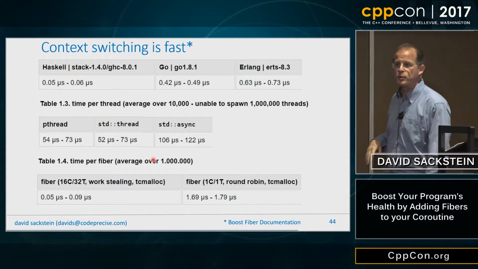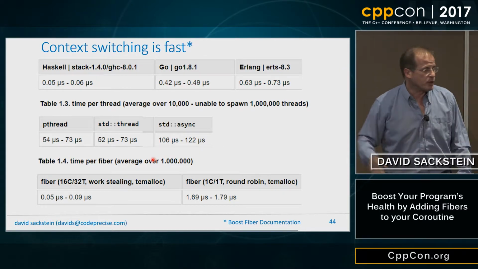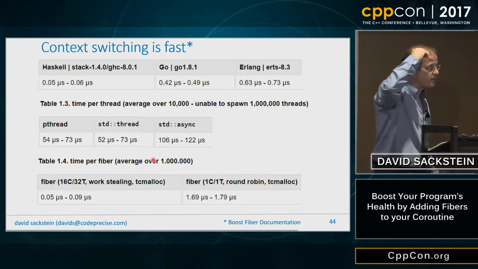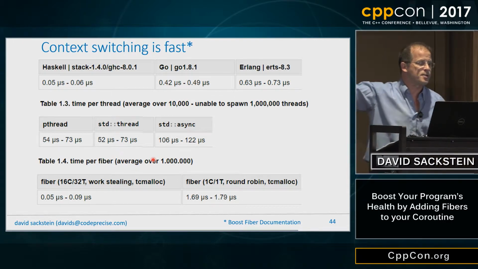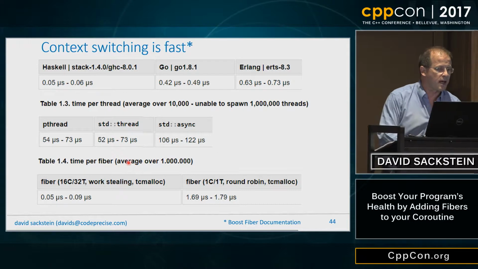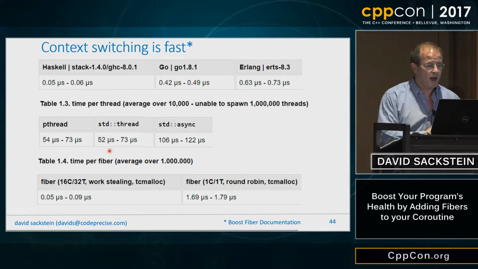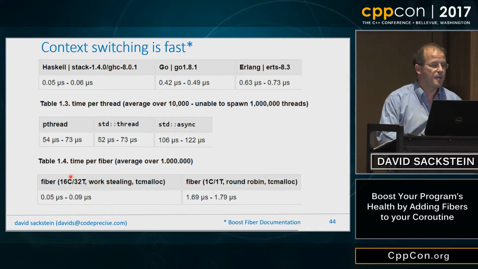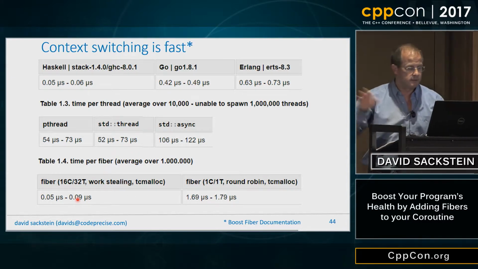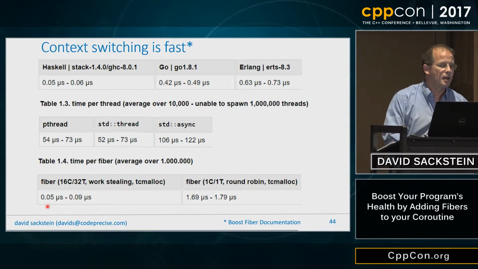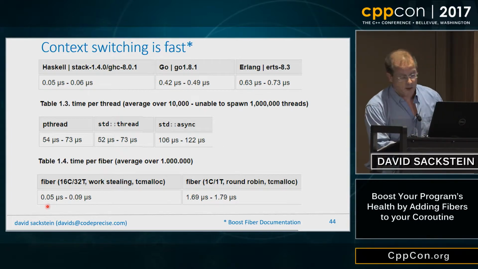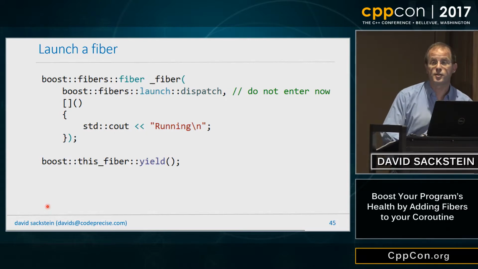As I mentioned before, context switching is fast. You can look at these numbers in more detail on the Boost Fiber documentation, but you can see here two numbers that I wanted to point out, that in this particular run, the std thread context switching was in the order of 52 microseconds, whereas the fiber, optimized with the work stealing algorithm, is 3 orders of magnitude faster. So this is the real benefit.